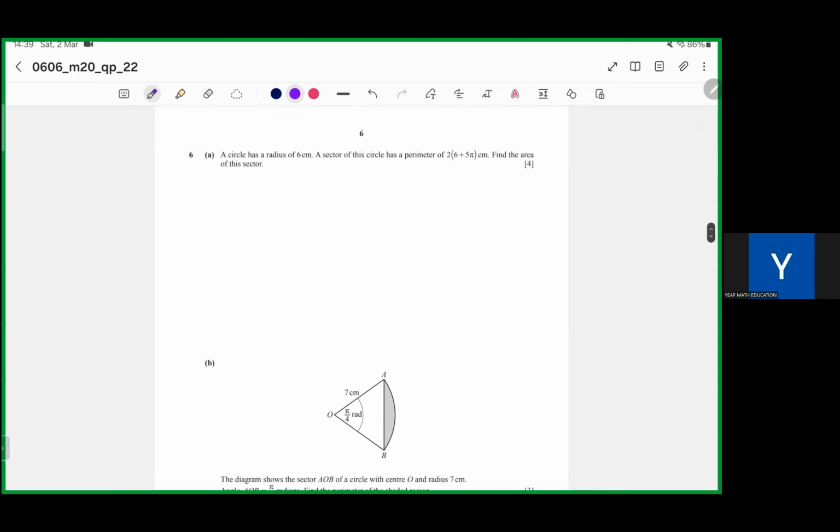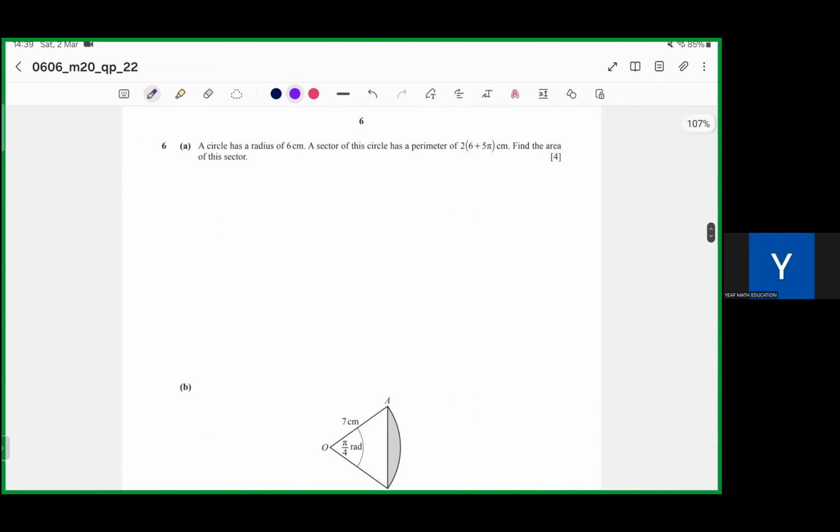Okay, now we're going to question 6. Question 6 asks: a circle has a radius of 6 cm. A sector of this circle has a perimeter of 2 bracket 6 plus 5 pi cm. Find the area of this sector.